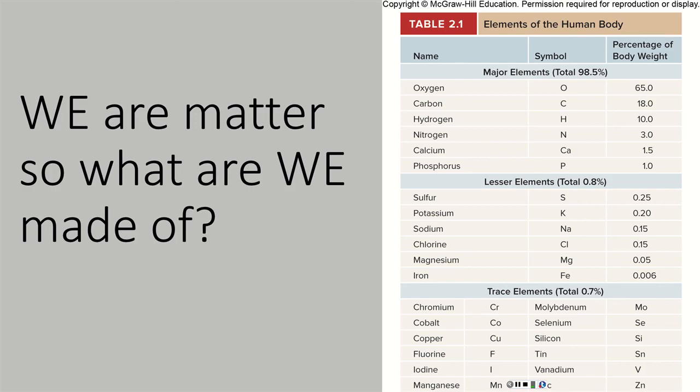Well, now let's put everything that we've talked about so far together. Remember, matter was anything that takes up space and has mass. And all matter is composed of elements. Well, we take up space and have mass, so that means we are matter. And if we are matter, then we are composed of elements. So what are we composed of? This chart is in your textbook on page 41 of your textbook. And you do not need to know this chart.